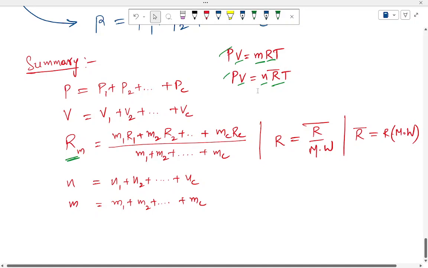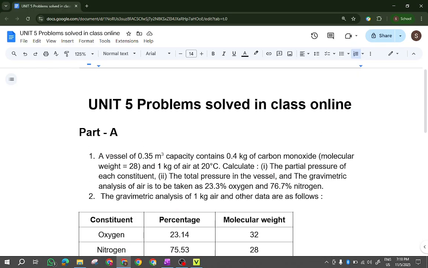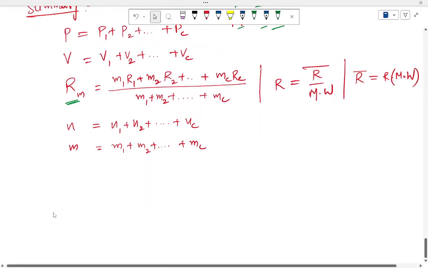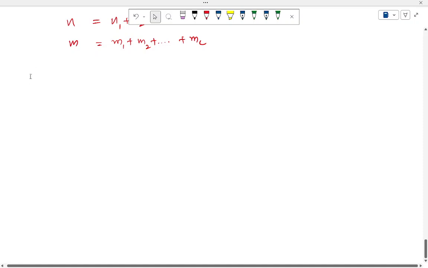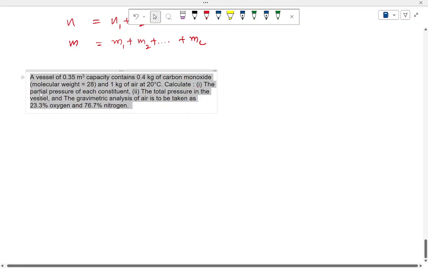So these are the concepts. To understand this concept, we will solve a problem here. We'll take up this problem initially, and then we'll solve the other problems if the time permits.